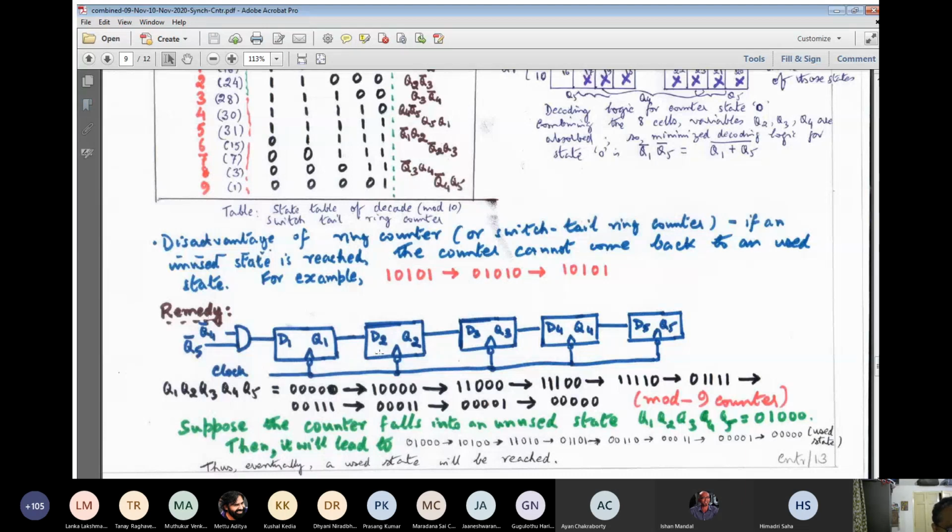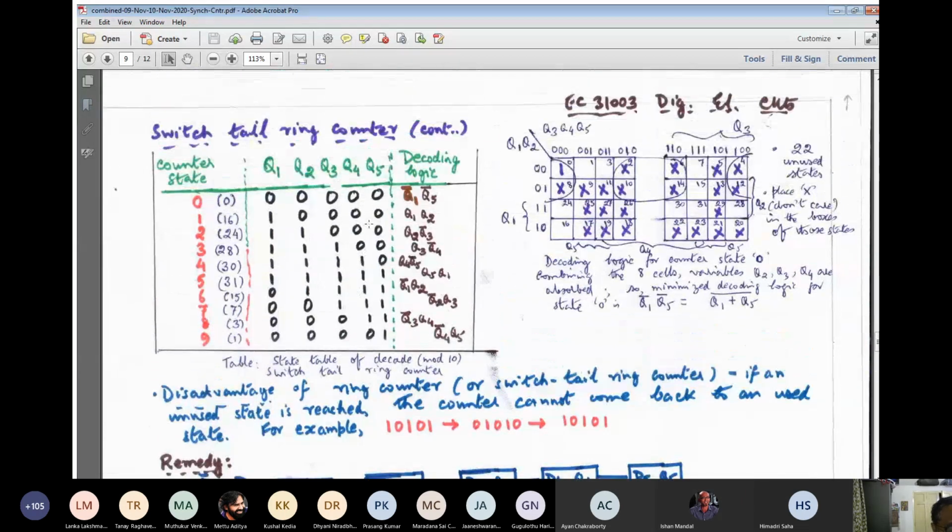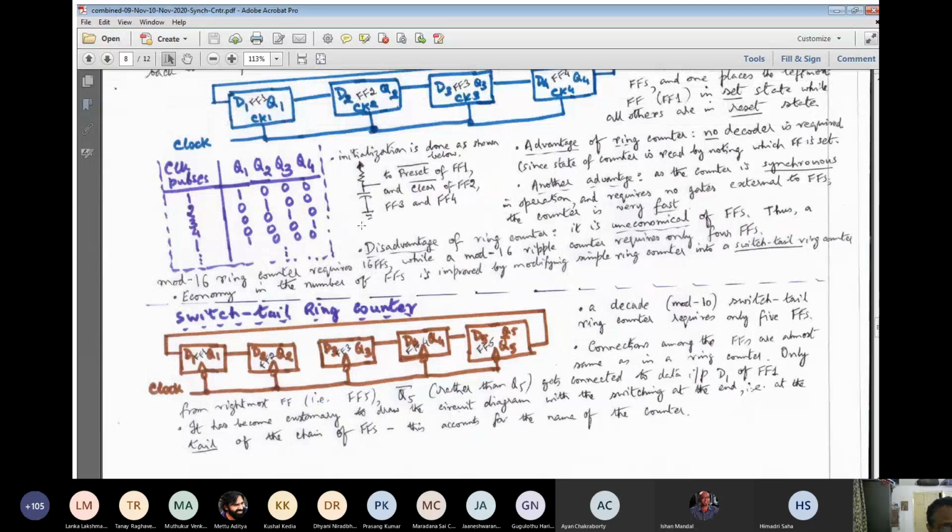Similarly, one thing let me tell you, you can do this small exercise. Here, the connection is made from the tail of the counter. But instead of Q5 bar, you could have also connected from Q4 bar to D1 or Q3 bar to D1. Then see what states you'll get starting from all 0. Maybe the state assignment table will be somewhat different, but there also you will get a modulus 10 counter. That you please all do.